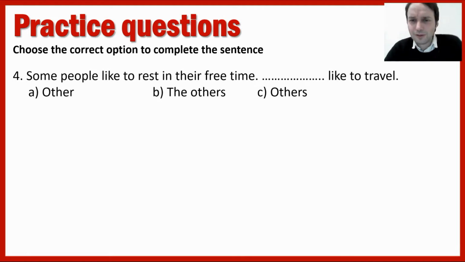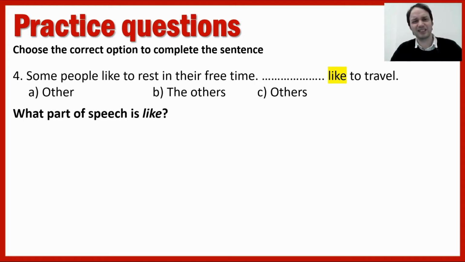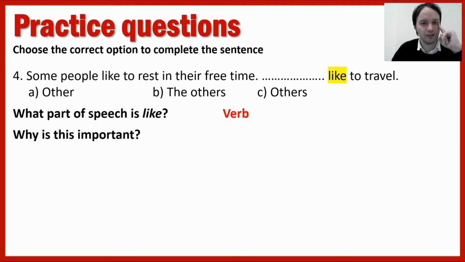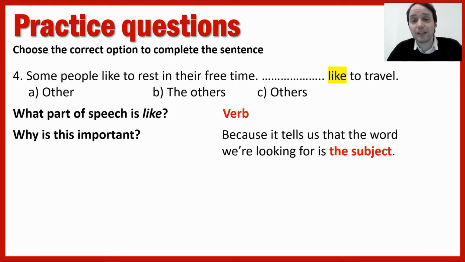Okay, so let's look at the word after the space. Like. What part of speech is like? Is it a noun? No. It's a verb. Okay, this is more confusing. Alright, why is this important? It's important because it tells us that the word we're looking for is the subject, which is another way of saying the word we're looking for is a noun. And because we're looking for a noun, we can eliminate, we can get rid of other, because other functions as an adjective.